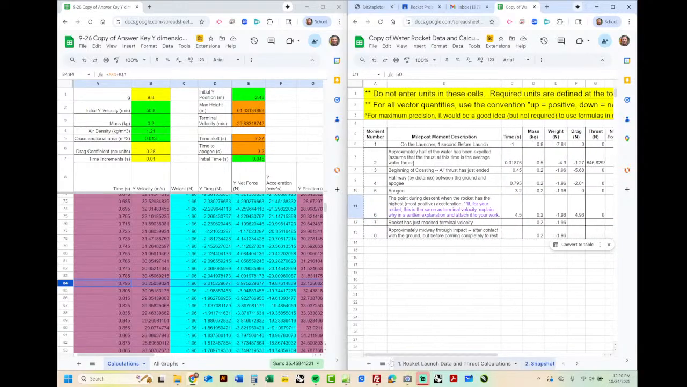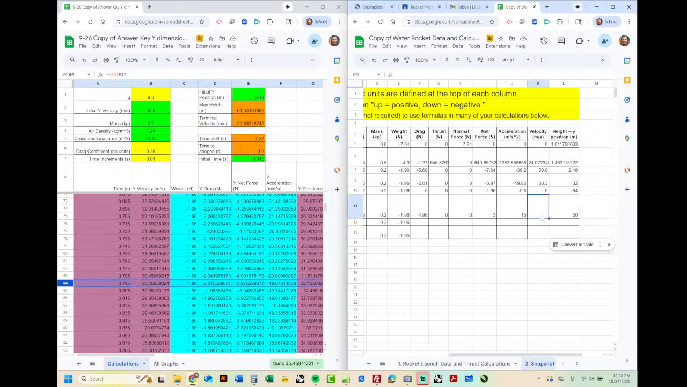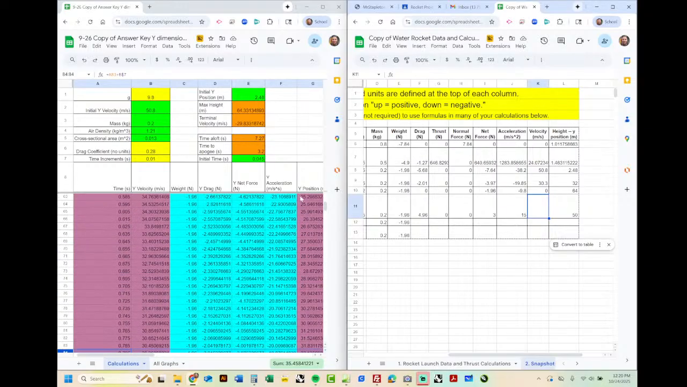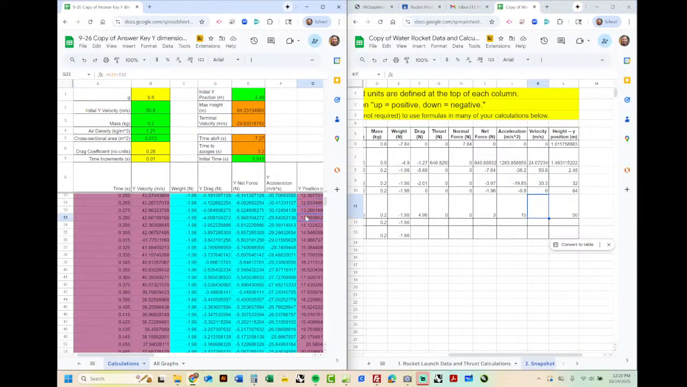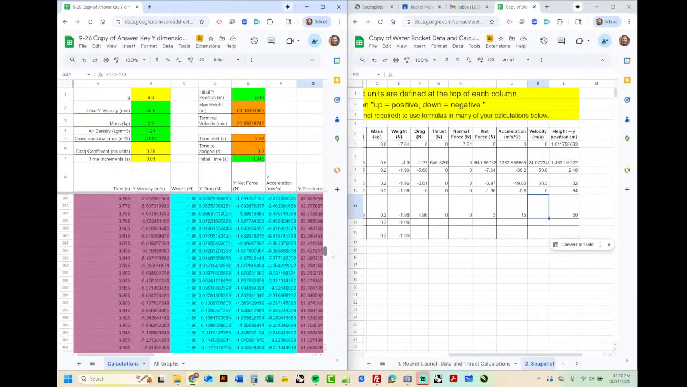I'm thinking about velocity when the thing is coming down and the height is 50 meters. So I'm going to go to a position of 50 meters. Notice right in here my positions 12, 13, 14, 15. I'm going to go up to the highest point and then come down. So that's what the rocket's doing.